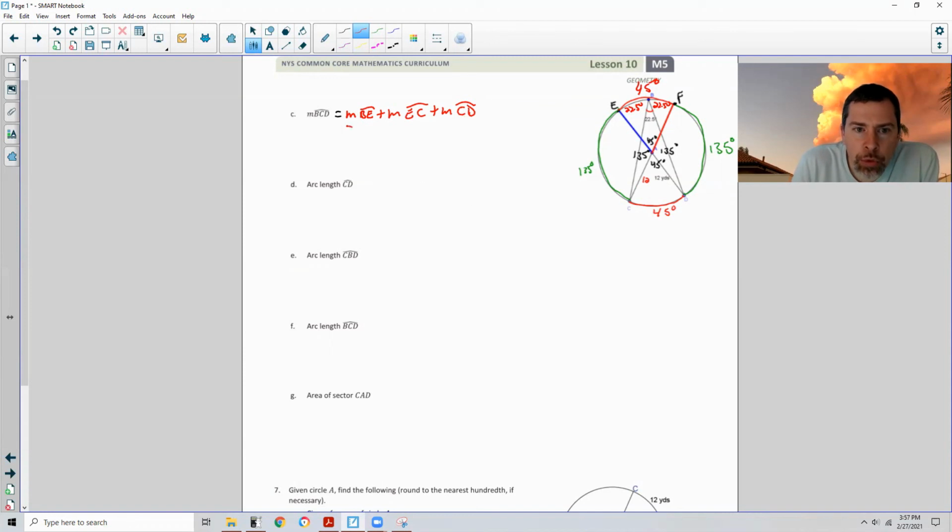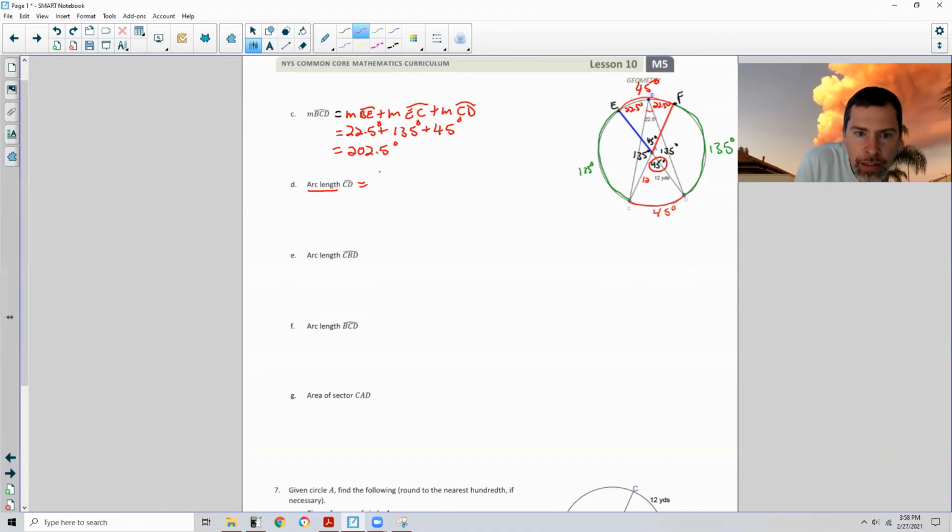So now BE is 22.5 plus EC 135 plus CD 45 degrees equals, and that comes out to be 202.5 degrees when you add those up. Okay, now arc length of CD equals, well, where's CD? It's right here, formed by the central angle CAD, which is 45 degrees.